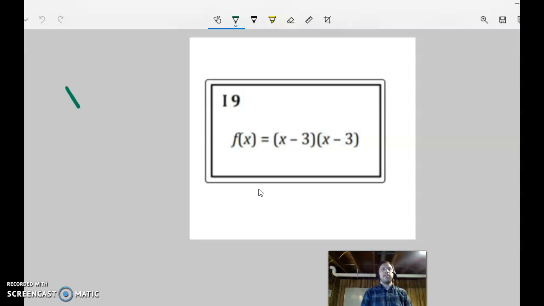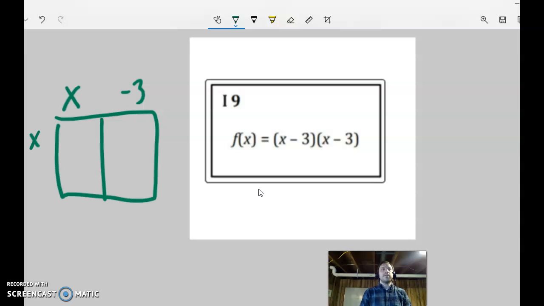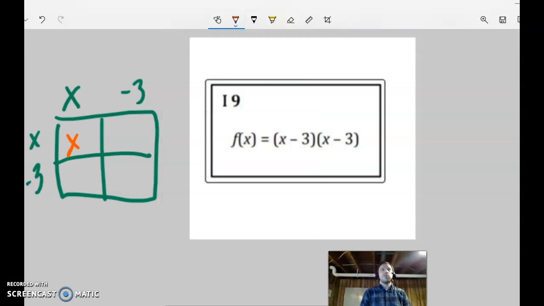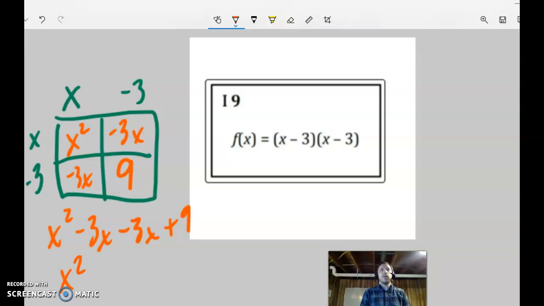So my generic rectangle is going to be x and minus 3 times x minus 3. And then let's fill in each box. So x times x is x squared. X times negative 3 is negative 3x. X times negative 3, negative 3x. And negative 3 times negative 3, positive 9. And so we add these up. X squared minus 3x minus 3x plus 9. And what do we get? X squared minus 6x plus 9.